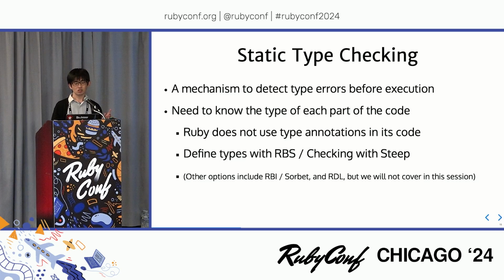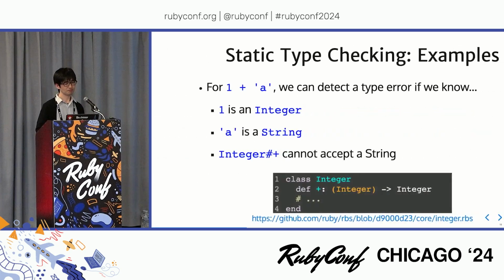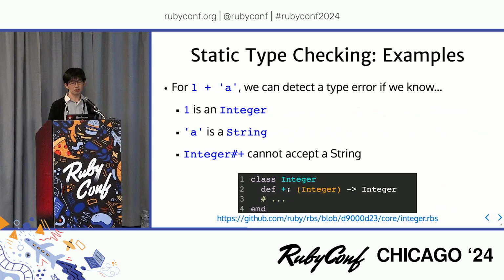One method is to describe the types in the RBS language, which describes Ruby types. In this case, Steep can be used for static type checking. Alternatively, Sorbet with RBI or RDL can be used in the same way, but are not covered in this session. As an example, let's look at the case of 1 + "a".